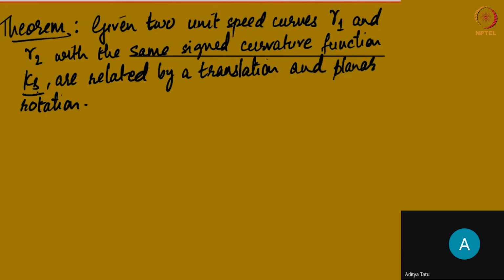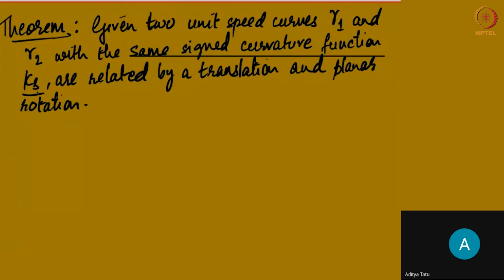Okay, is the statement clear? The theorem tries to address this question. I give you two curves which have the same signed curvature function. Then it's trying to address how different these two curves can be. What this theorem suggests is that the only difference in the two curves is that they can be either located at different places on your xy plane, or they can be oriented in a different way. So you may find that the two curves are rotated by different angles.